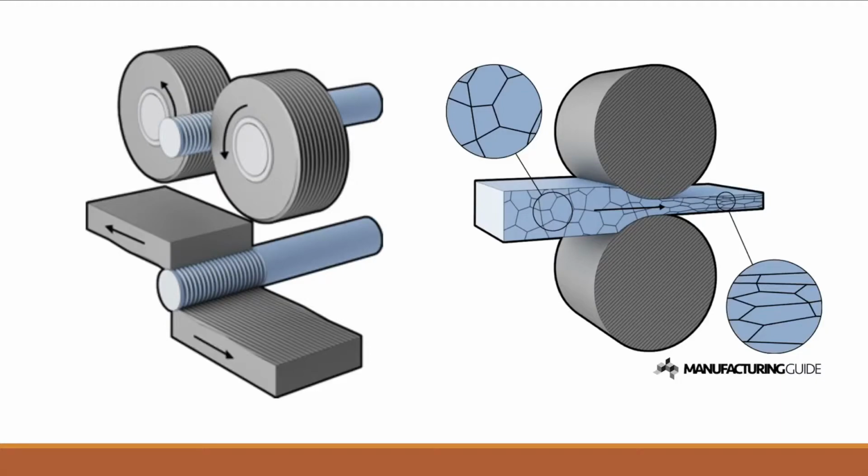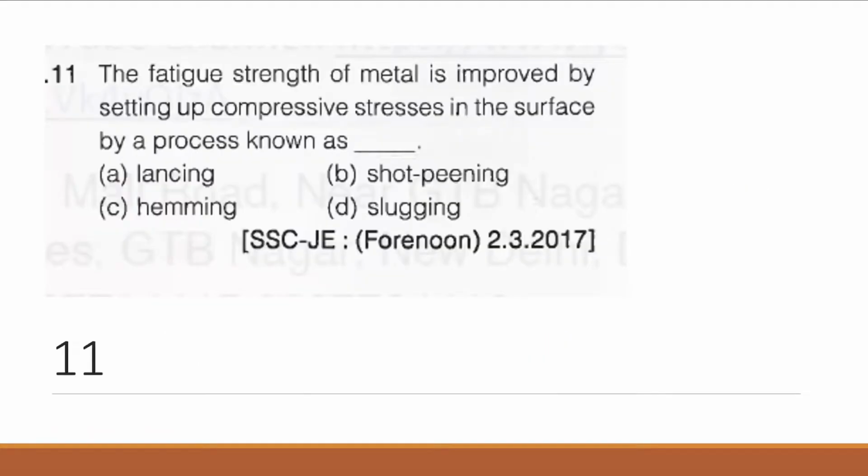Now here you can see, by using the cold rolling, threads can be produced. This is a thread, right? This is how the cold rolling process takes place, right? You can see here the grain size, the grains get flattened after this cold rolling process. There is no heating.